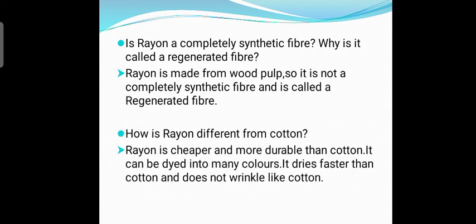How is rayon different from cotton? So rayon is cheaper and more durable than cotton. It can be dyed into many colors. It dries faster as compared to the cotton and does not wrinkle like cotton.